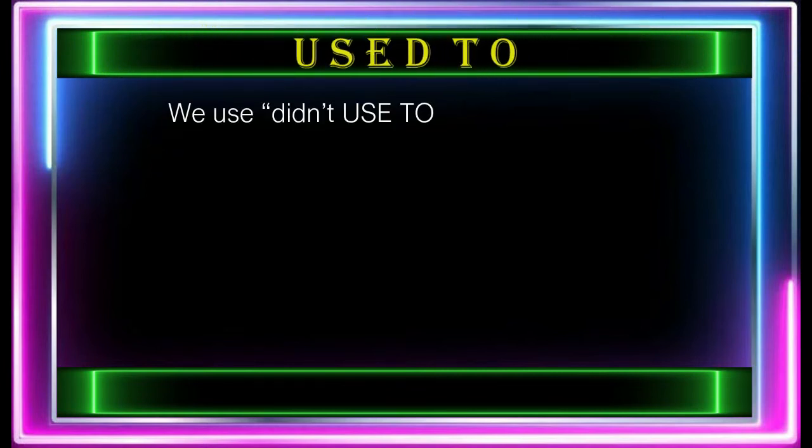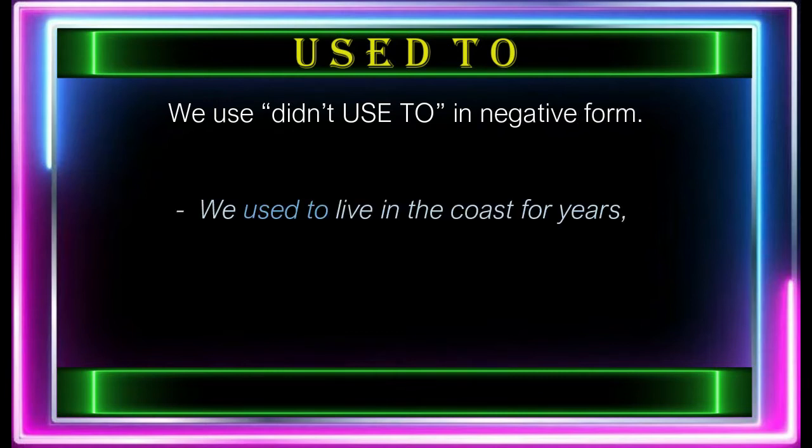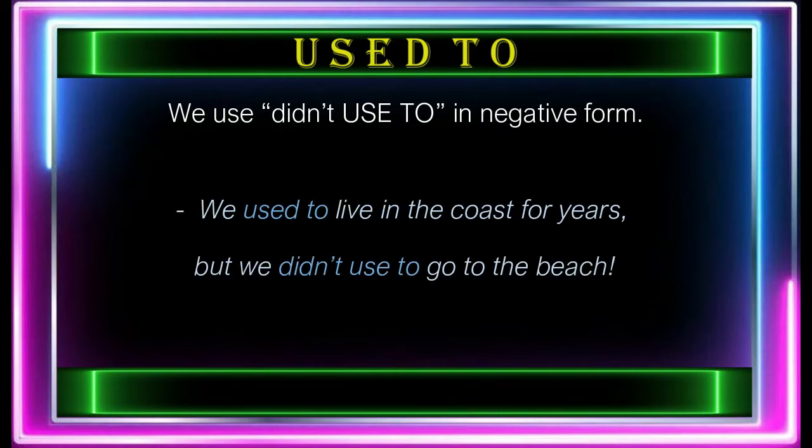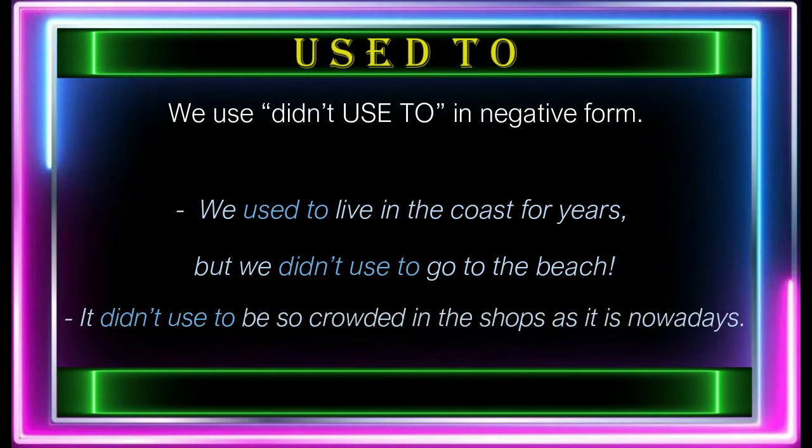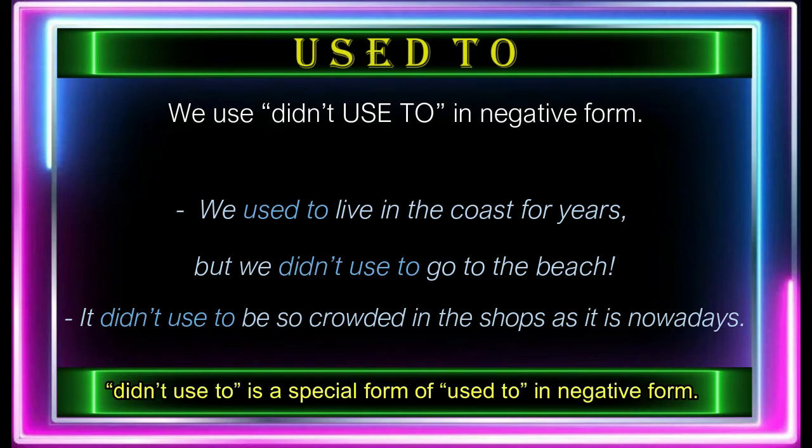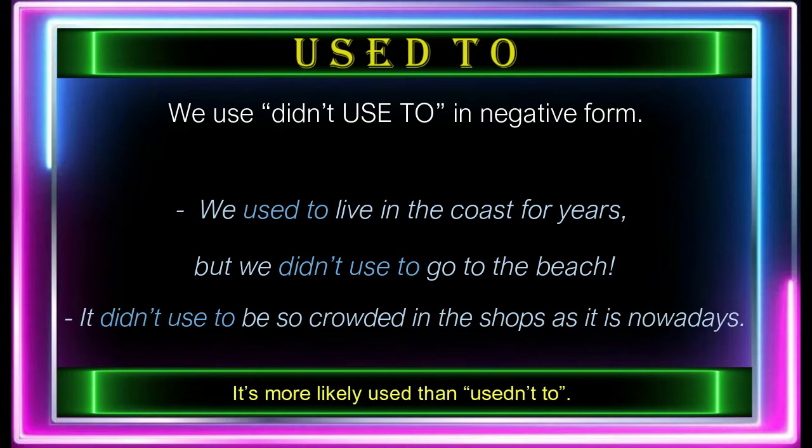We use didn't used to in negative form. We used to live on the coast for years, but we didn't used to go to the beach. It didn't used to be so crowded in the shops as it is nowadays. Didn't used to is a special form of used to in negative form. It's more likely used than used not to.